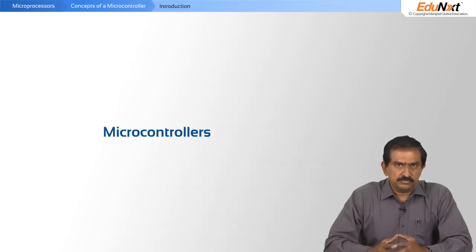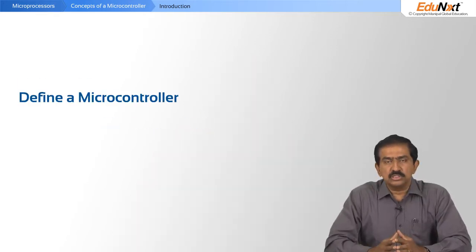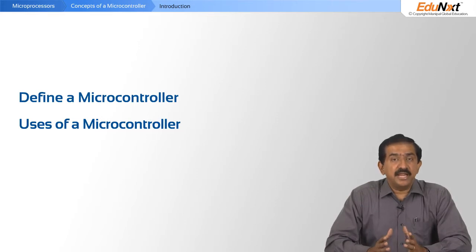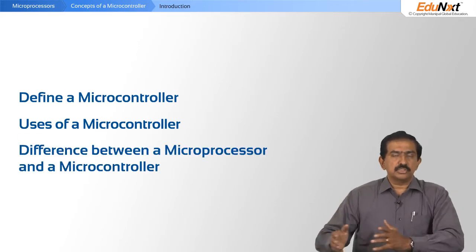Welcome back. In our last video, we described the 8087, the arithmetic coprocessor. This is the final video, and I'm going to be talking about microcontrollers, what they are, where they can be used, and the difference between a microprocessor and a microcontroller.